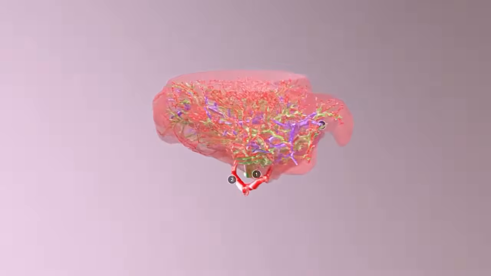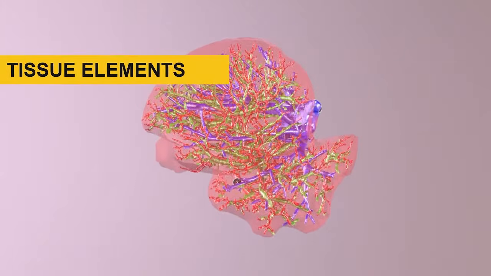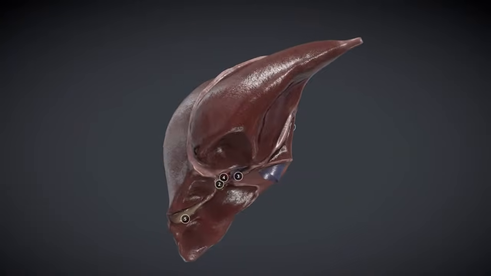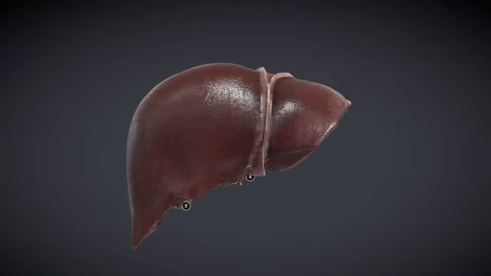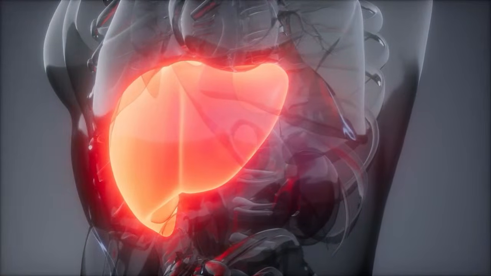It is relatively tough and resilient. The capsule is composed of collagen fibers and connective tissue elements. The primary function of the liver capsule is to provide structural support to the liver and protect it from external forces. It helps maintain the liver's shape and integrity.